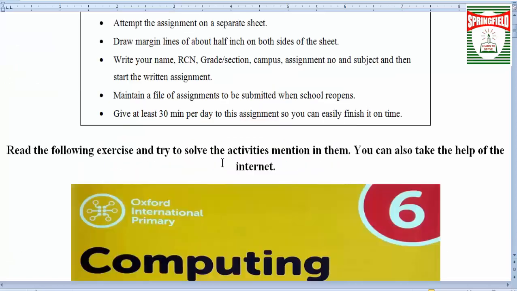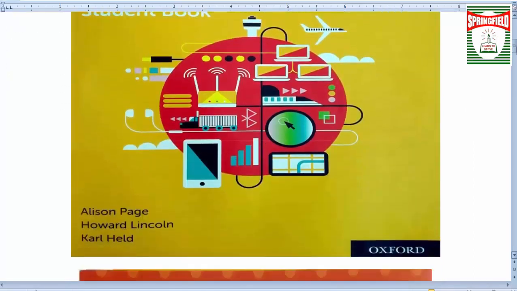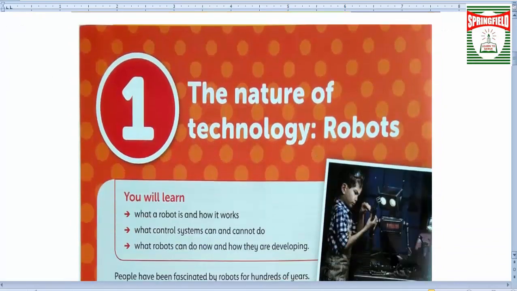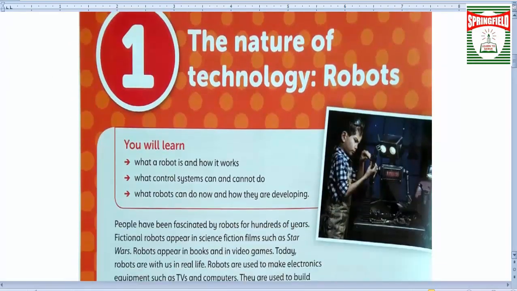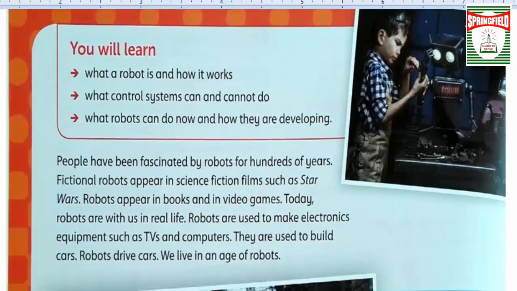Okay, now read the following exercise and try to solve the activities mentioned in them. You can also take the help of the internet. This is your first chapter. Its name is The Nature of Technology: Robots. In this chapter, you will learn what a robot is and how it works, what control systems can and cannot do, and what robots can do now and how they are developing.